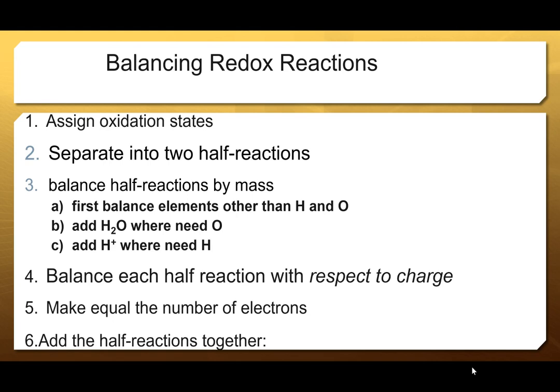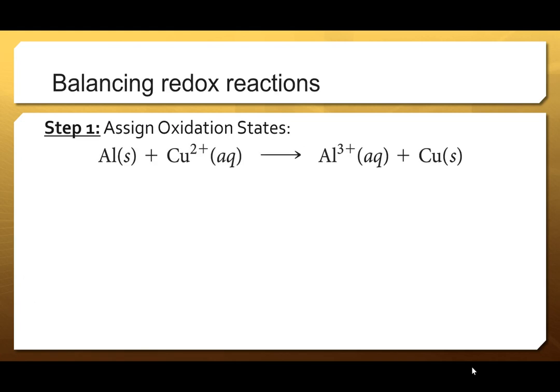So lots of steps here. I highly recommend that you have this map to help you through these problems. Okay. So here's the example. We are going to balance the following redox reaction. Aluminum solid reacts with aqueous copper to produce aqueous aluminum and solid copper. So this is an oxidation reduction reaction. The first step here is to assign oxidation numbers or oxidation states.